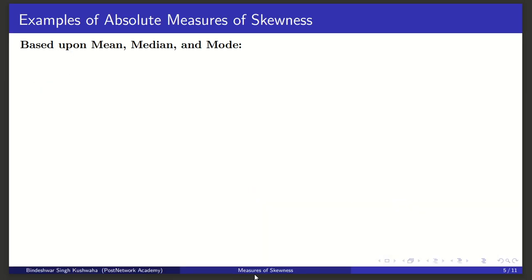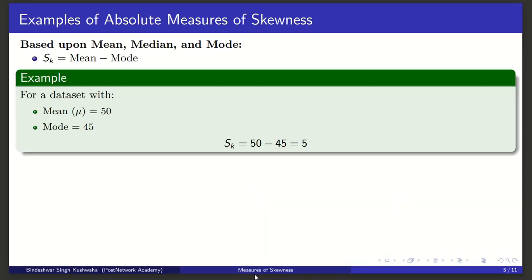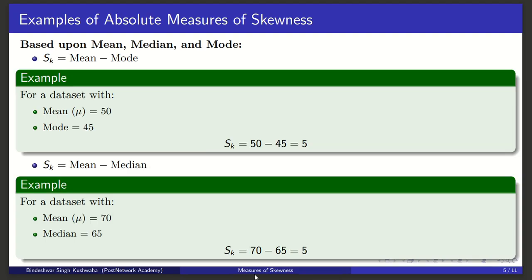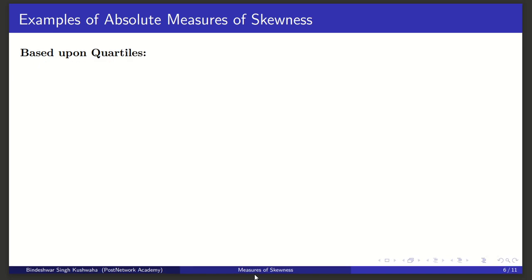Now, based upon mean, median and mode, there are some examples. If mean is 50 and mode is 45, just the difference would be the skewness. Now, second, mean minus median. Take an example: if mean is 70 and median is 65, the coefficient of skewness would be 5.